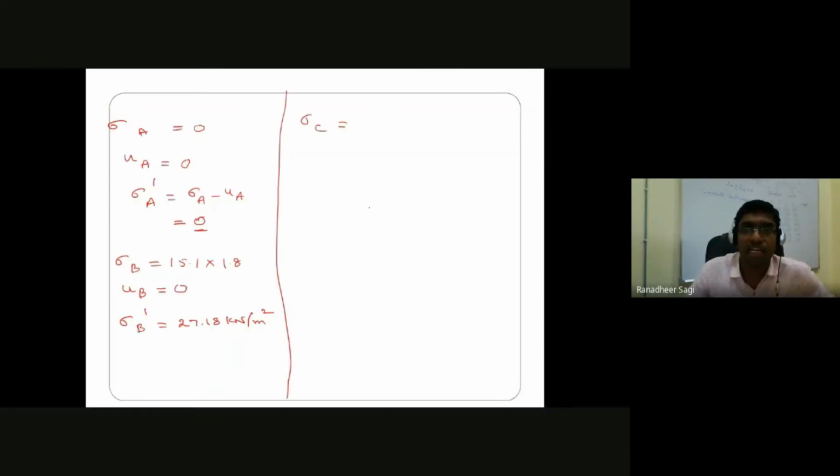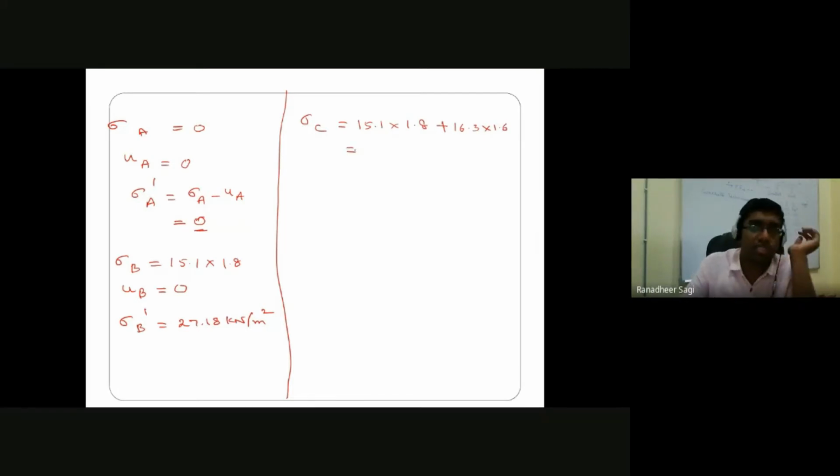So if I start writing down, total stress at point C is equal to: the first soil layer has a unit weight of 15.1 into its corresponding depth, which was 1.8, and the second sandy layer, what was the unit weight? 15.3 into the corresponding height, which is 1.6 meters.